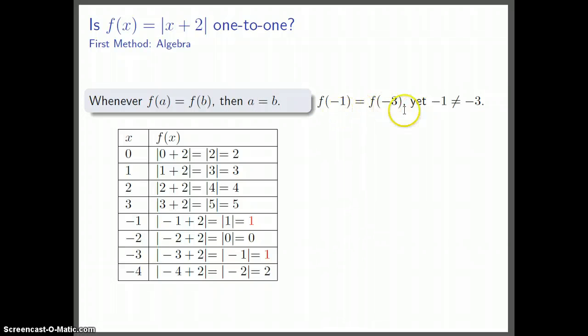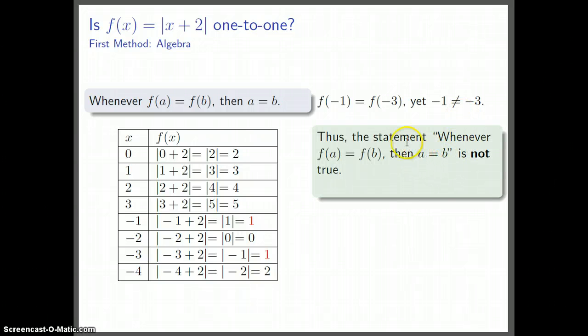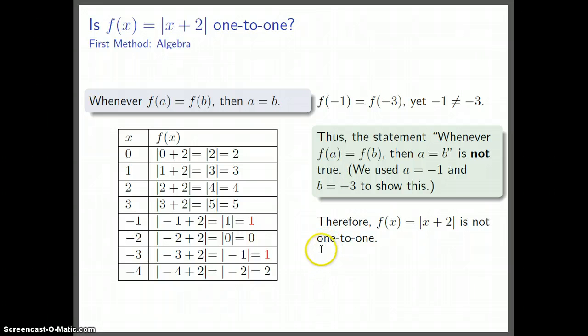So let's read this off. But those are not equal. f of -1 does equal f of -3 since they both equal 1, yet -1 is not equal to -3. Therefore, this statement, whenever f of a equals f of b, then a equals b, is not true. We showed this using a equals -1, the thing in the first set of parentheses, and b equals -3, the thing in the second set of parentheses. We can conclude that our function is not one-to-one.